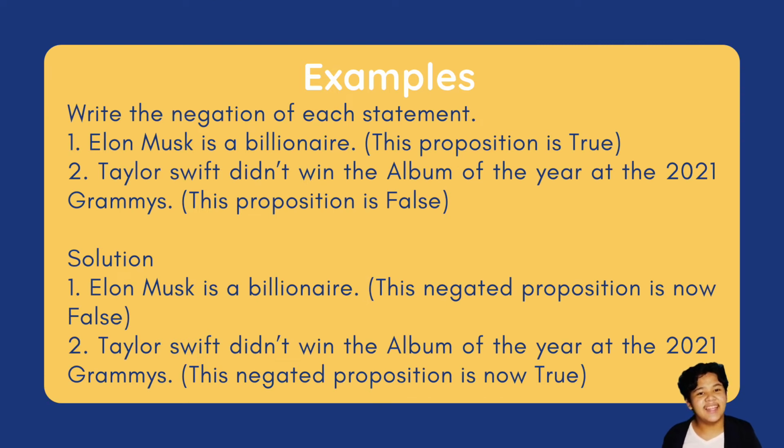Examples. Write the negation of each statement. Number 1. Elon Musk is a billionaire. This proposition is true. Number 2. Taylor Swift didn't win the Album of the Year at the 2021 Grammys. This proposition is false. Now for the answers. Elon Musk is not a billionaire. This negated proposition is now false. Taylor Swift did win the Album of the Year at the 2021 Grammys. This negated proposition is now true.